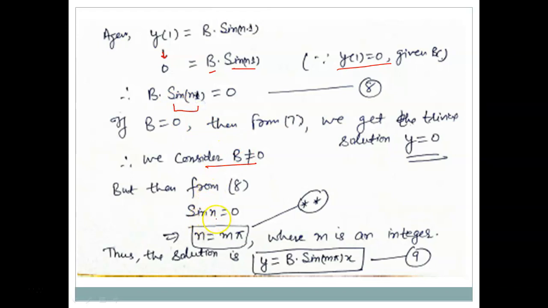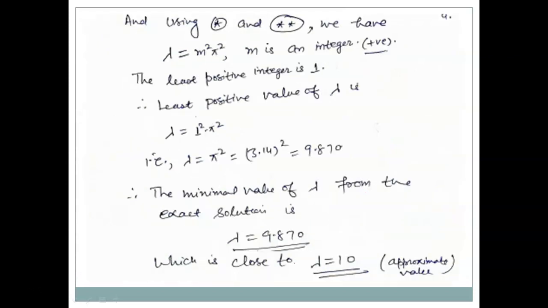But you know, the formula in trigonometry that sine theta equal to 0 implies theta equal to some m pi, and m is some integer. So in this situation, theta means here n, so n equal to m pi, where m is an integer. Thus the solution is given by y equal to b sine, in place of n you write m pi. So b sine m pi x. So this is the solution in this situation.